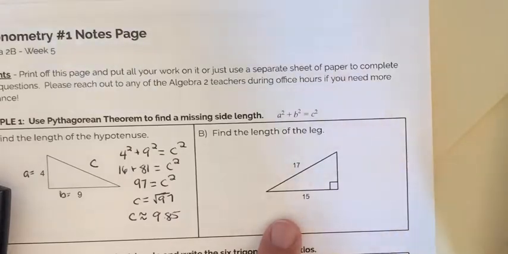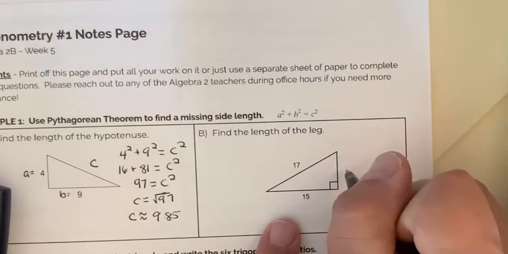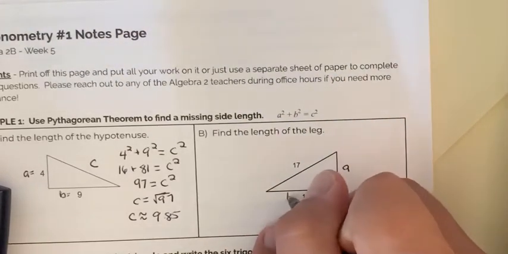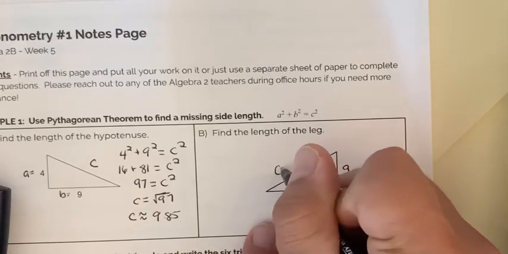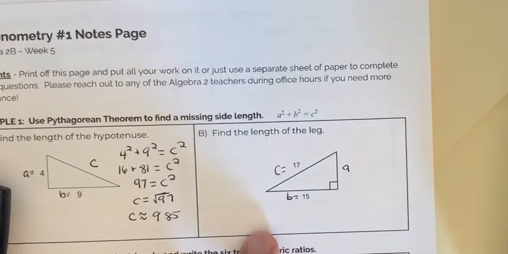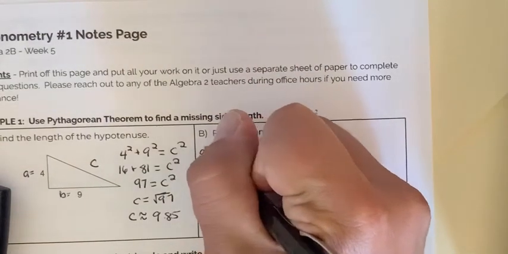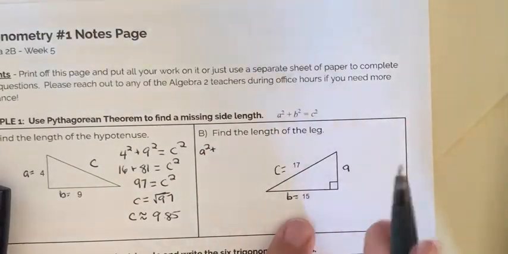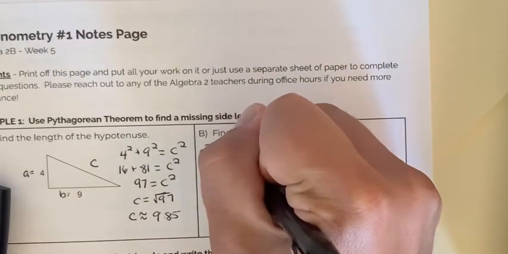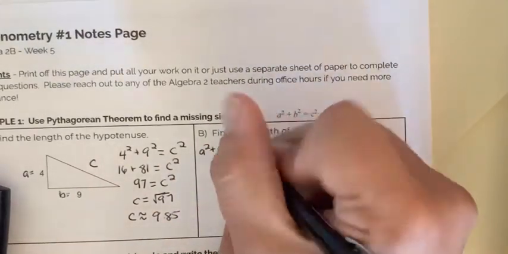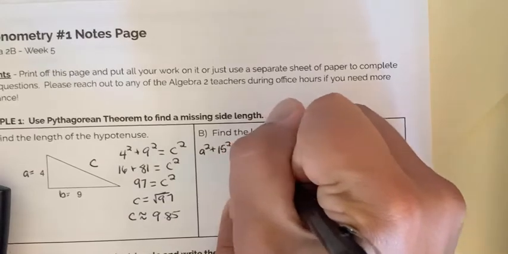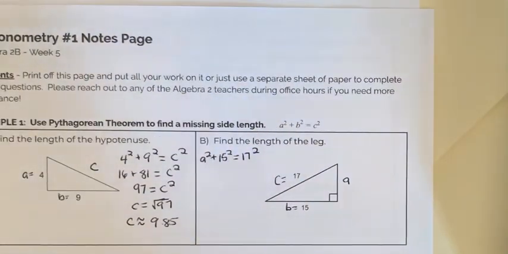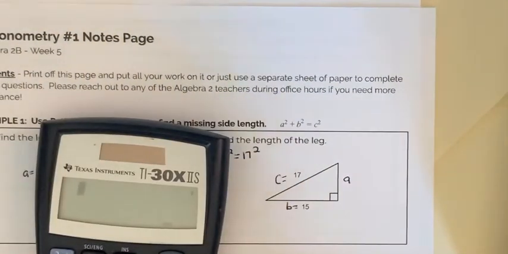So now for example B, same idea, but now we're going to find the leg. So first thing I do, label the triangle. So the shortest side I'm going to call A, middle side is B, hypotenuse is C. And then I'm going to just fill in what I do know. So A I don't know, so I have a squared plus 15 squared for B in the Pythagorean theorem equals 17 squared. And then I just simplify those.